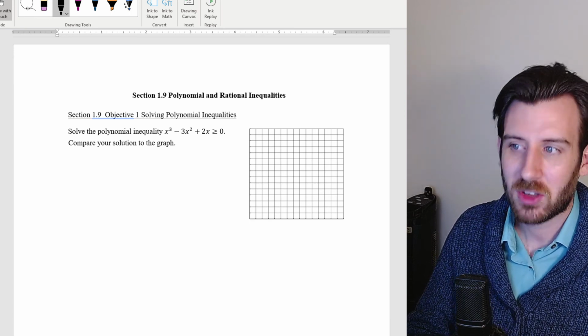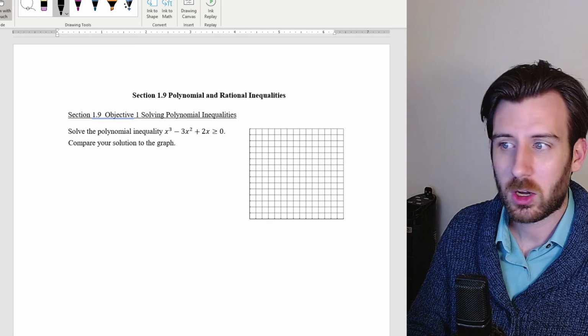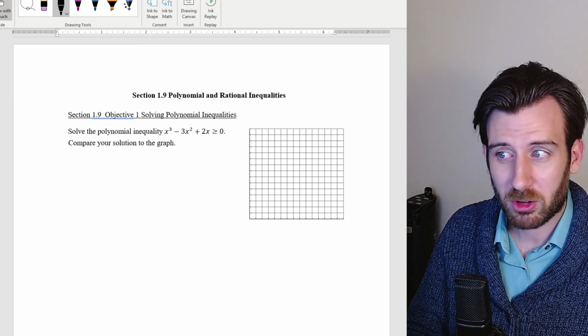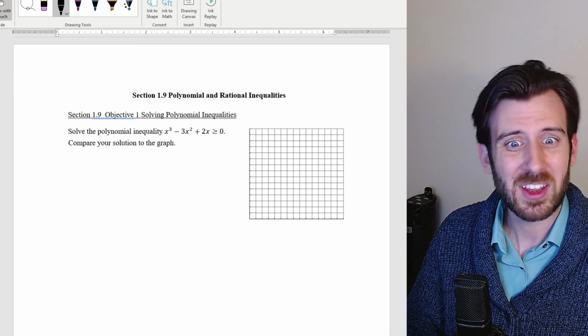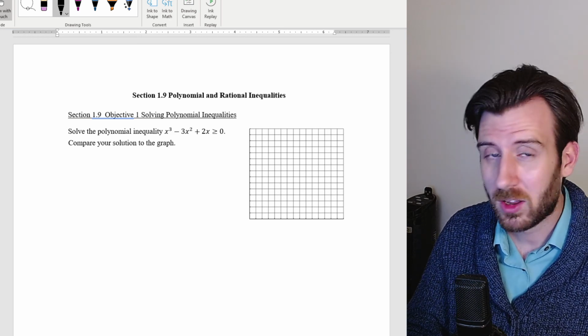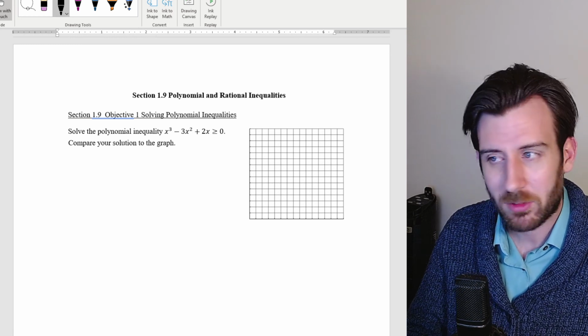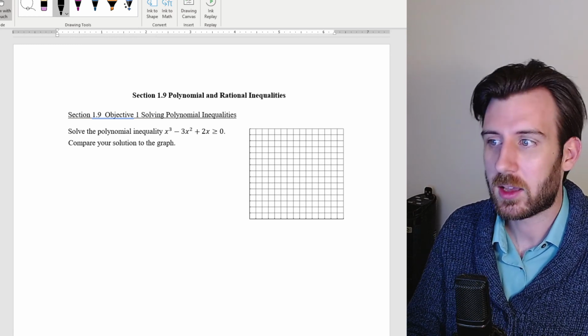Let's imagine I have this polynomial inequality, x cubed minus 3x squared plus 2x is greater than or equal to 0. I want to know when it is greater than or equal to 0. In other words, I want to know when it is anything except for negative. Okay, we call those non-negatives. I'm trying to figure out when is the value, whatever answers pop out of this thing, non-negative.